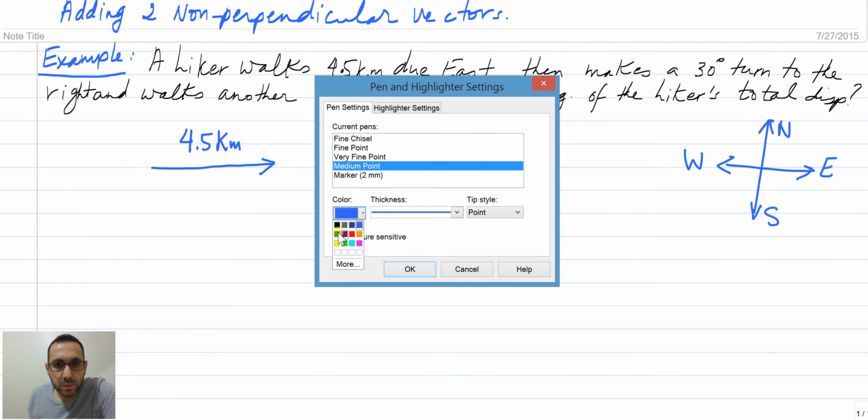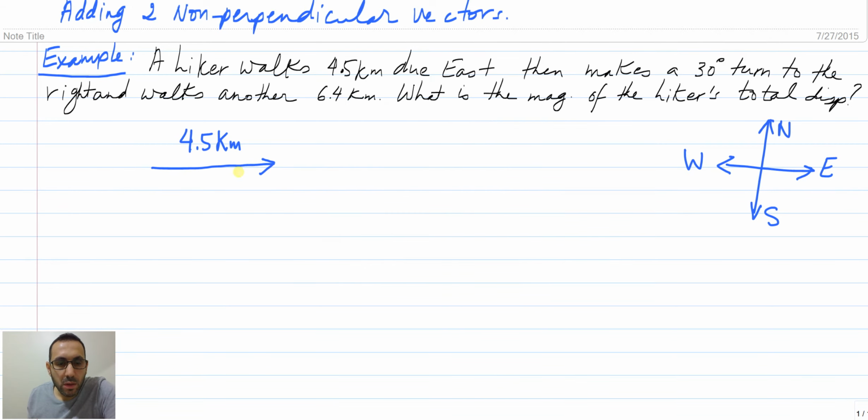Now then makes a 30 degrees turn to the right. So the hiker is walking in this direction. After moving a distance of 4.5 kilometers, he wants to make a 30 degrees turn to the right. To the right means in this direction. This is his right. So we imagine that the person is walking here, then he wants to turn to the right.